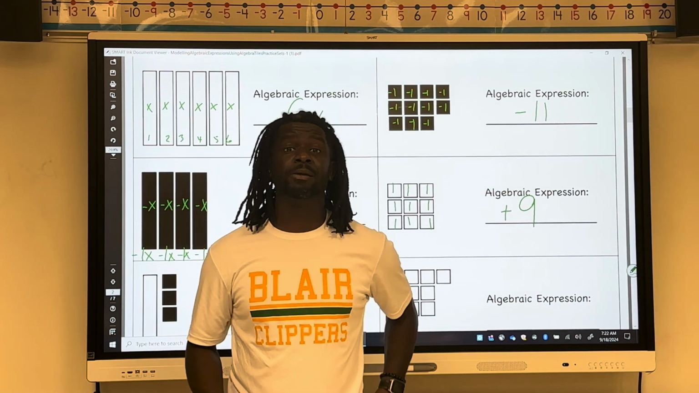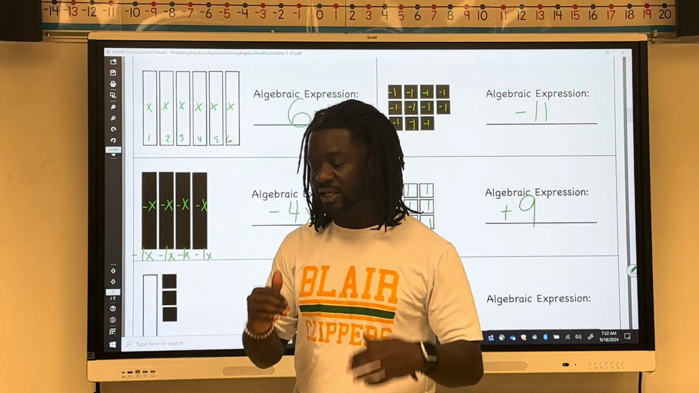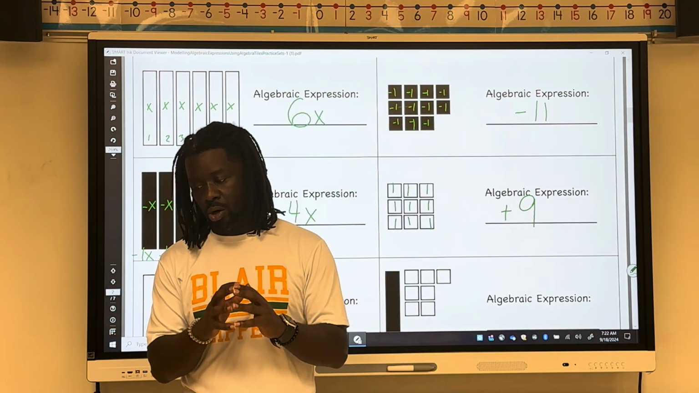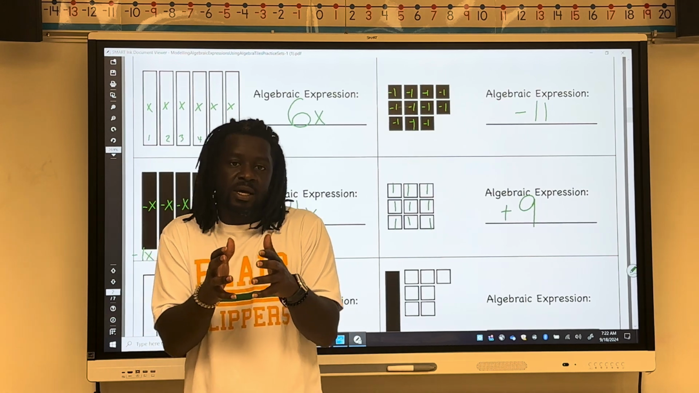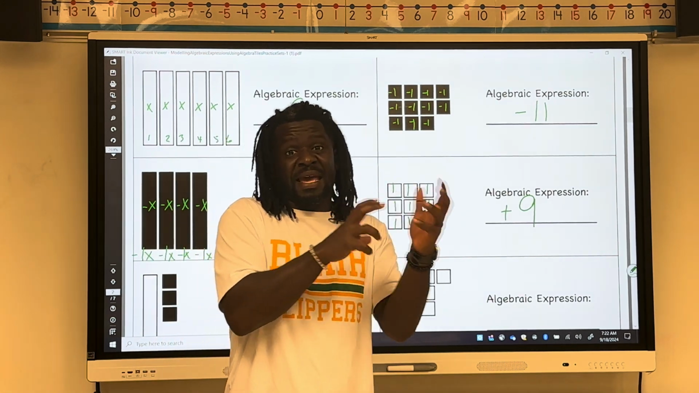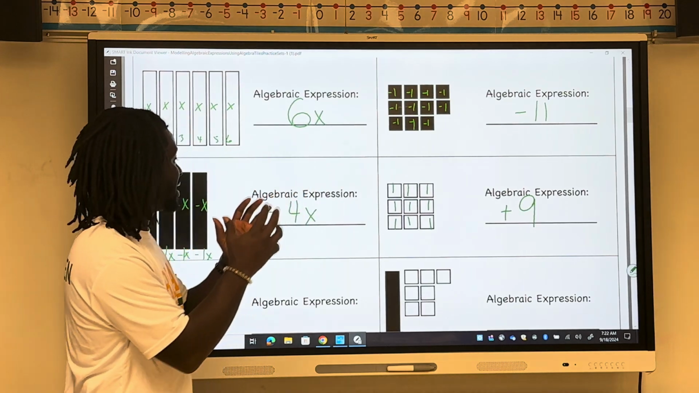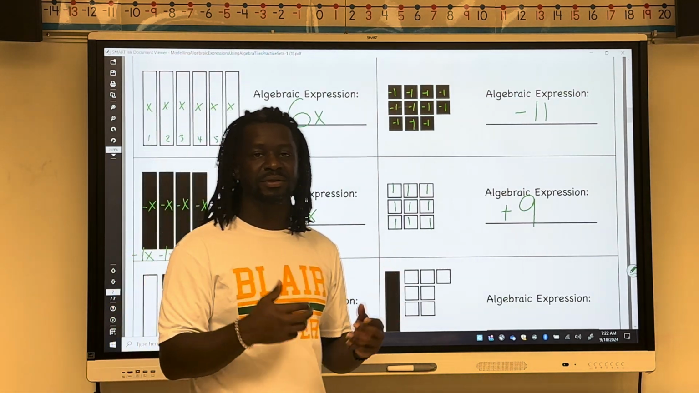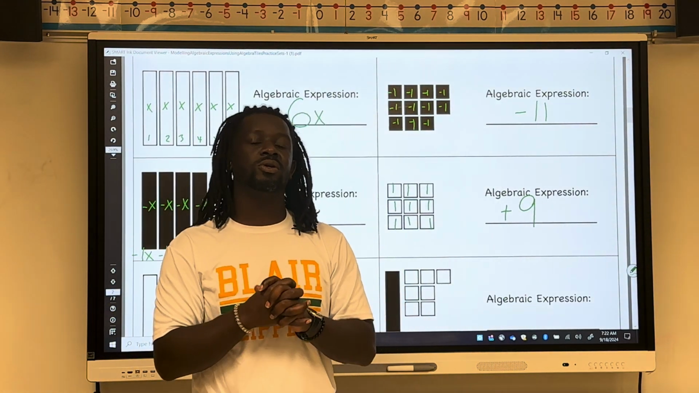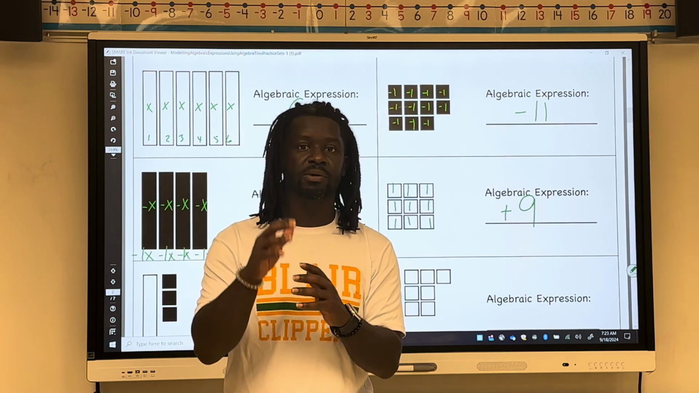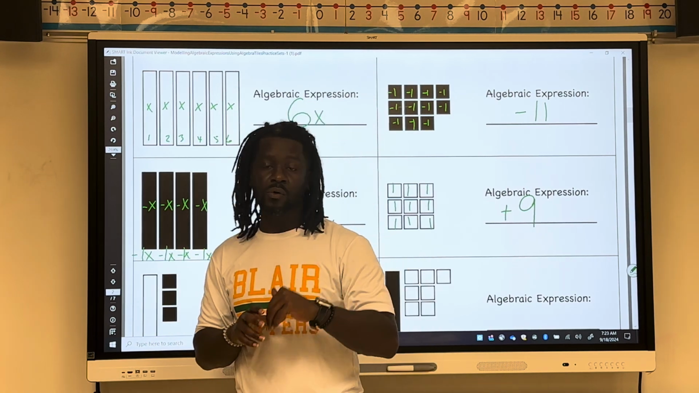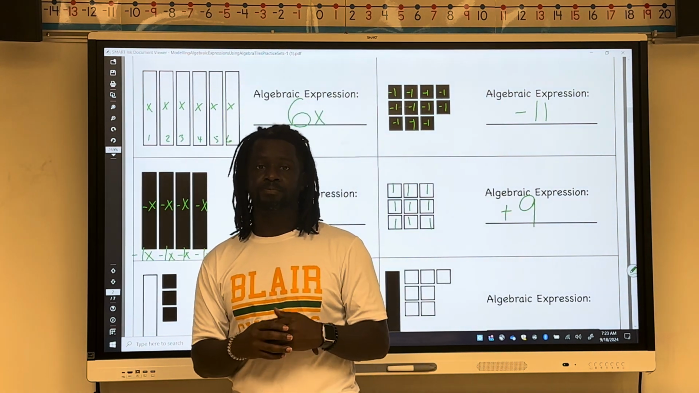I want you to go ahead and pause it, and I want you to do the next 4 on your own. This time you're going to be combining some x's and the numbers. You're going to be combining them together. But again, I think this is easy. I want to see if you can do them on your own. So go ahead and pause this video and complete the next 4 examples.